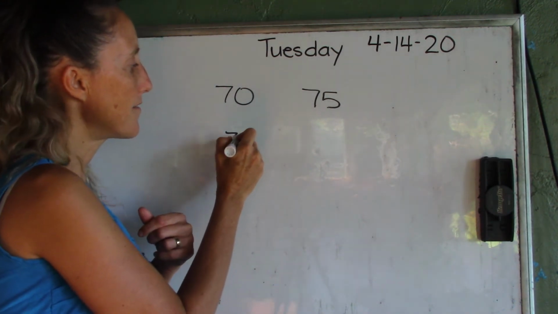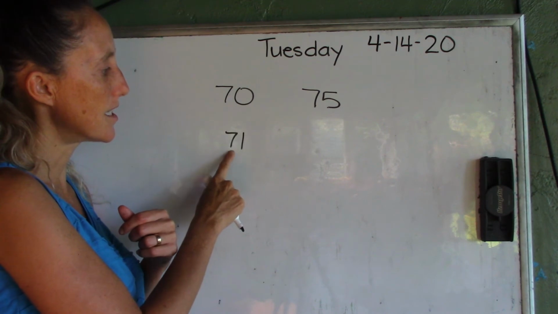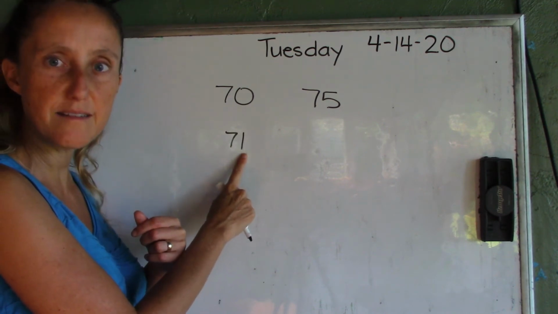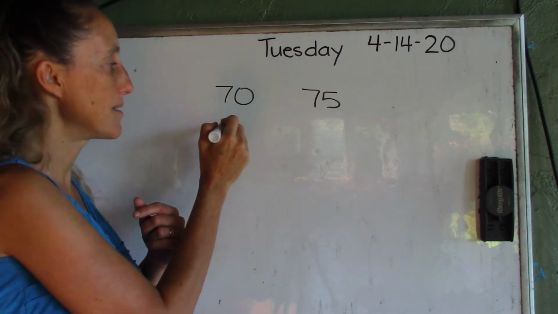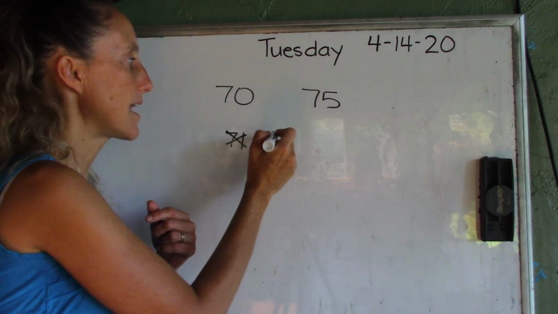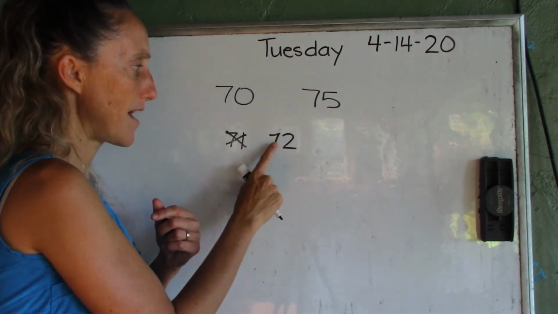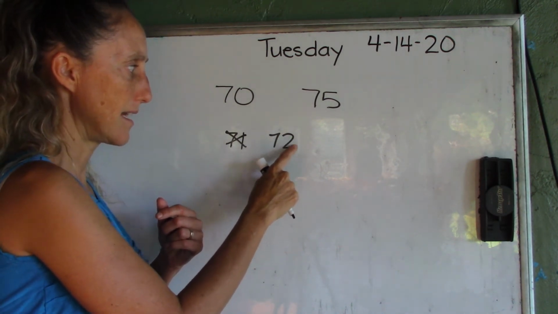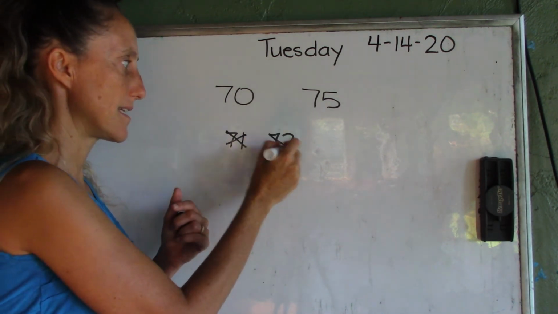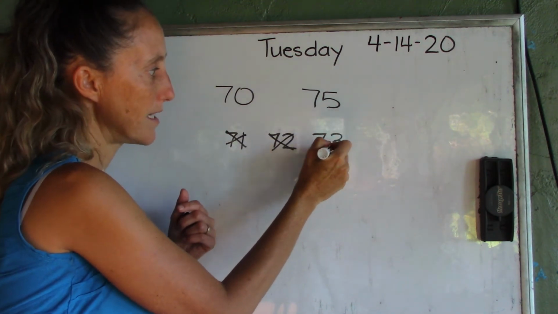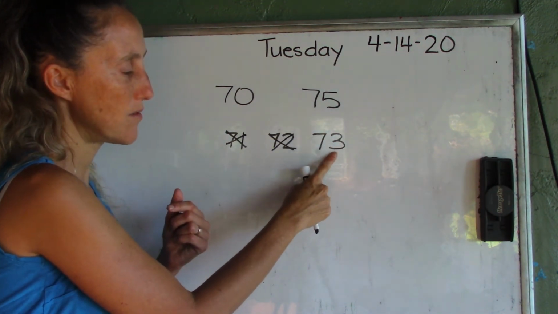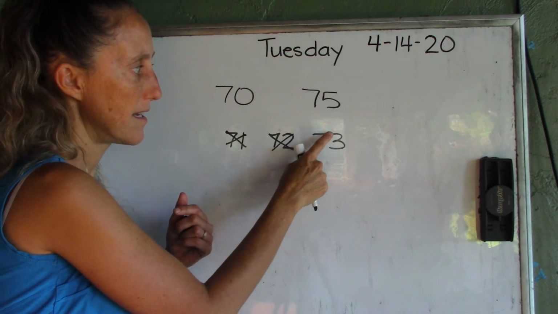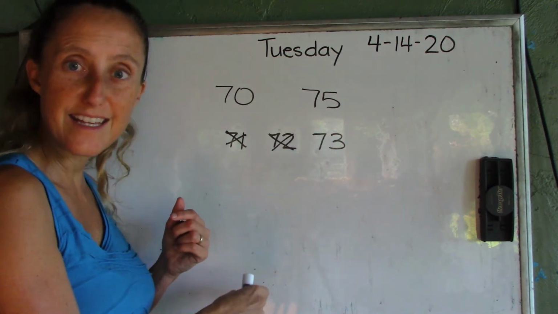So if I have 71 and I add these two digits together, is 7 plus 1 10? No, that can't be 71. 7 plus 1 is 8. How about 72? If I add 7 plus 2 together, what does that make? 7, 8, 9. Nope, that's not 10. So how about 73? If I add 7 plus 3 together, 7, 8, 9, 10.